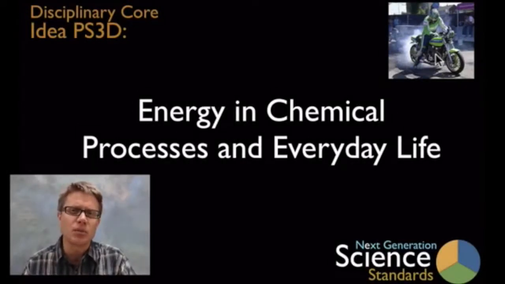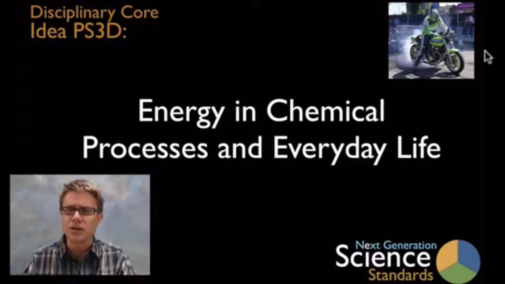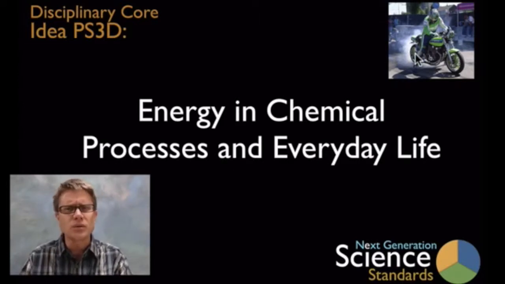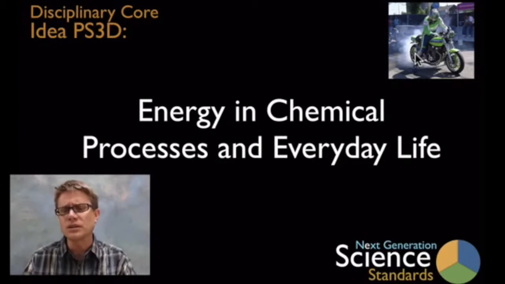This is on energy and chemical processes in everyday life. To really understand energy, you need to understand how it can be converted from one form to another. So where is the energy in this motorcycle coming from? Where was it before it was in the motorcycle, and where does it go when it's done?